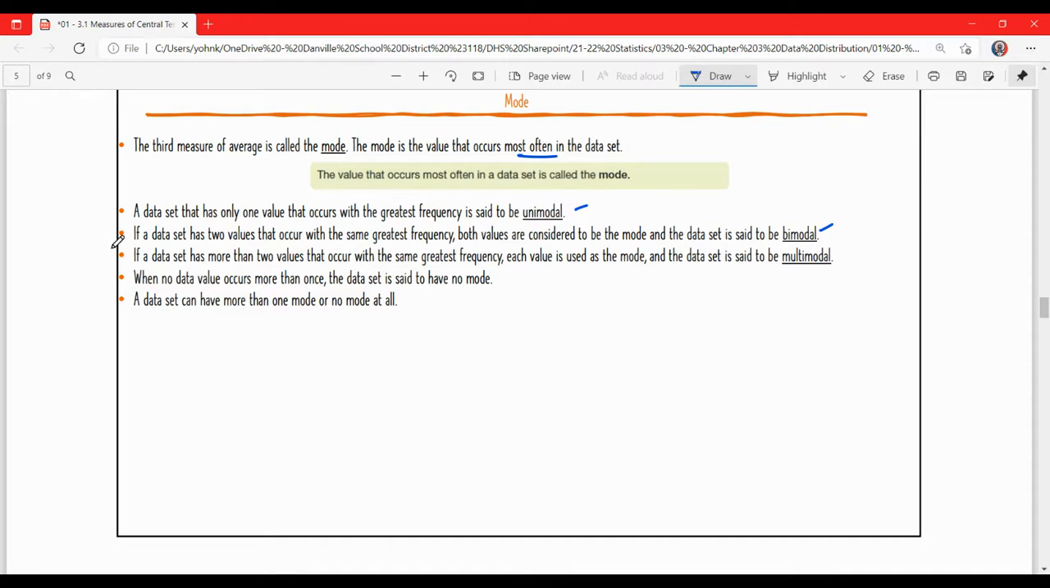If a data set has more than two values that occur with the same greatest frequency, each value is used as the mode, and the data set is said to be multimodal. But a data set could have no mode if none of the values occur more than once. So you can have one mode, unimodal, two modes, bimodal, multimodal is more than two, or no mode.